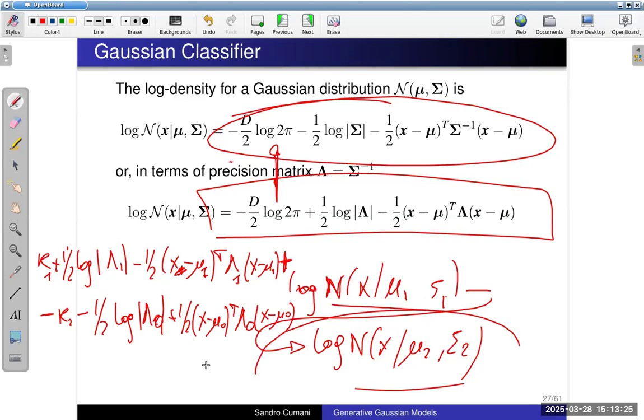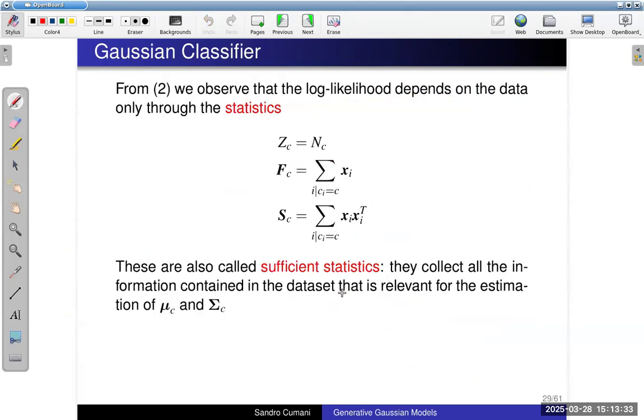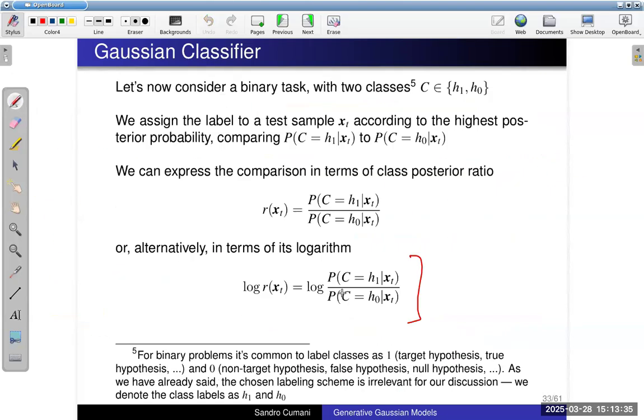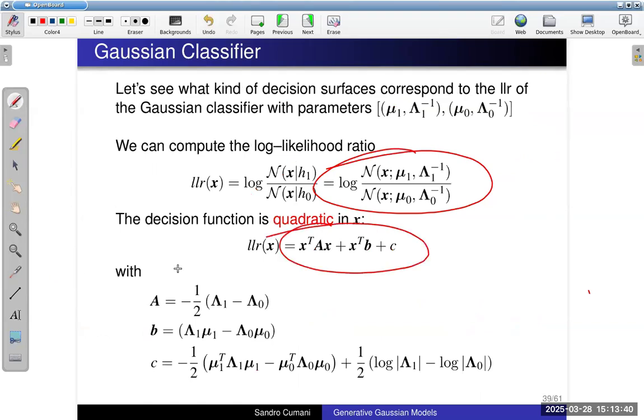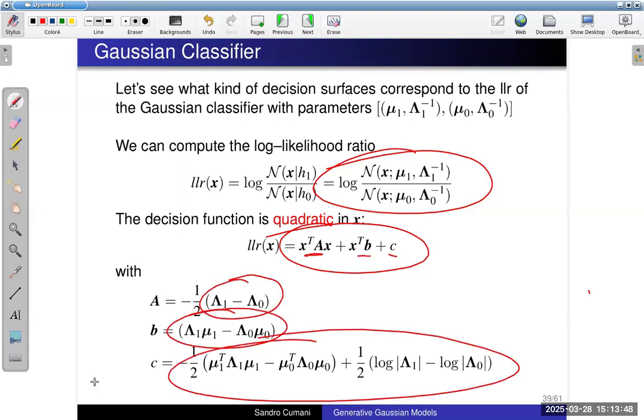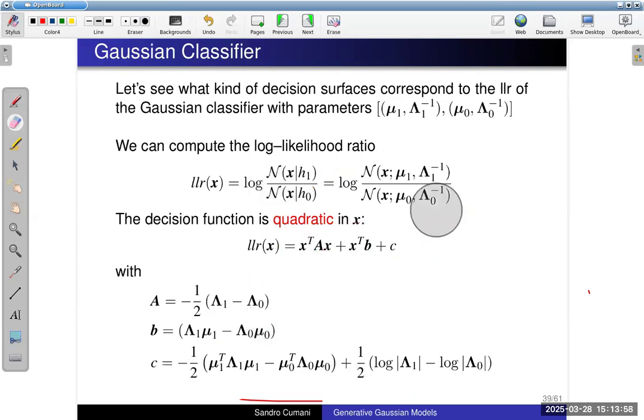If I develop this expression, we see that these were quadratic forms. So if I develop the squares and put all the terms together, I rearrange the terms, and I can get an expression of this kind, where A, B, and C depend on the parameters of the two Gaussian densities. This is what we discussed yesterday. This is a quadratic function in x. Decision rules look like solutions to this equation.